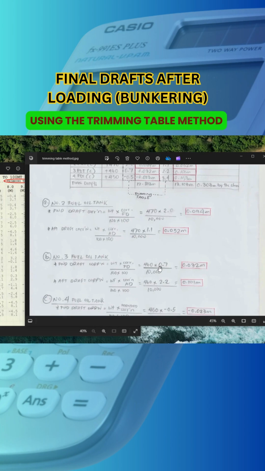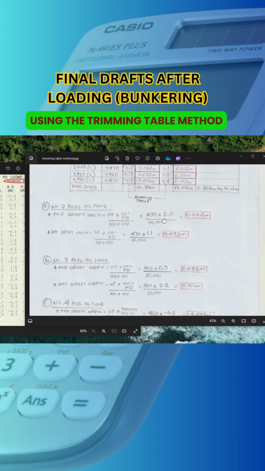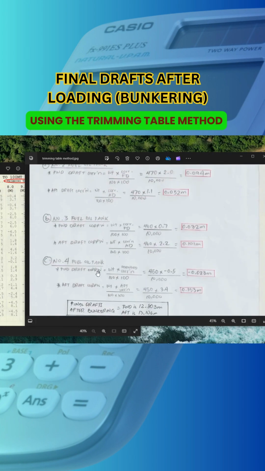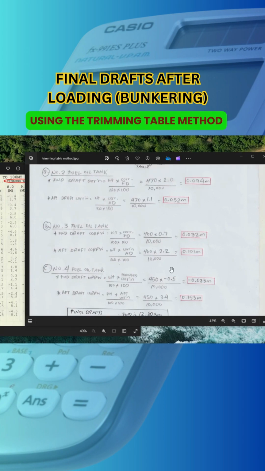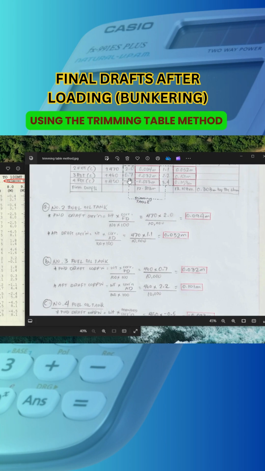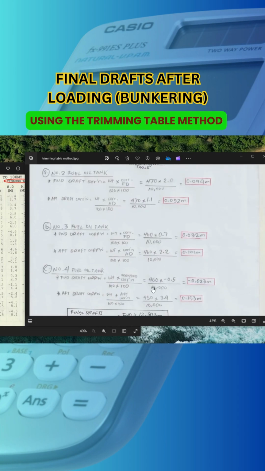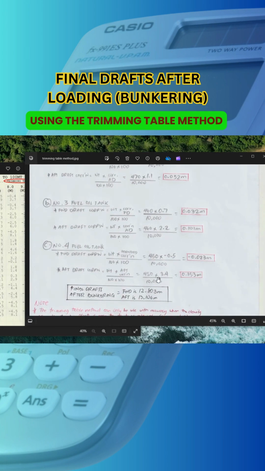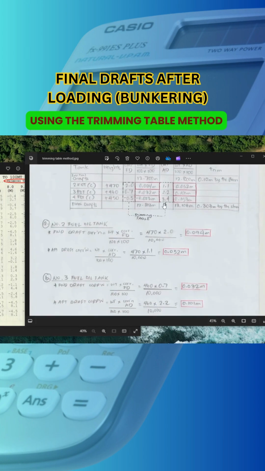Aft draft correction, 460 times 2.2, this is your 2.2, divided by 10k equals 0.101. Now, number 4, same thing. 450 times negative 0.5. Where is negative 0.5? Here. Divided by 10,000 equals negative 0.023. Same thing here for the aft, 450 times 3.4. This is the aft correction divided by 10k, 0.153.